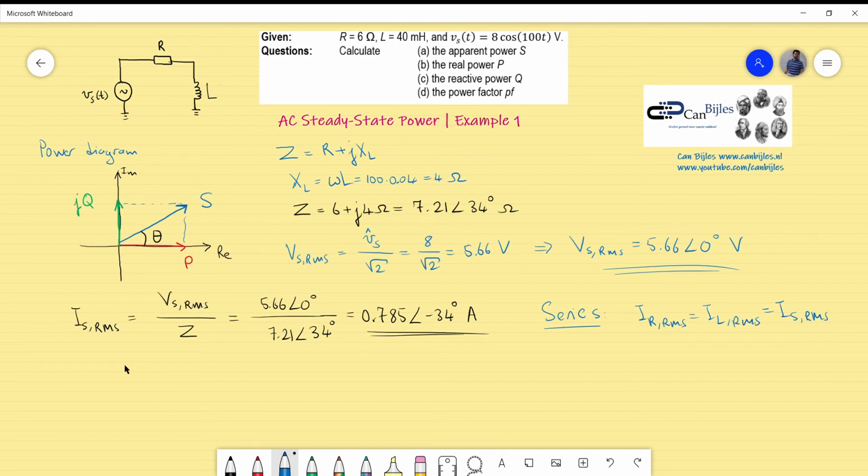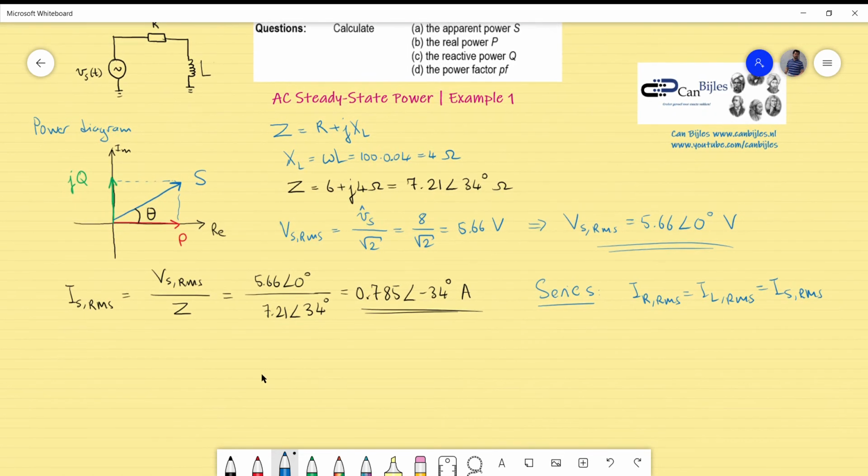Now if I calculate the voltage across this resistor and I use the current through that resistor, I can come up to the value of the P. And the same way I can use the current through the inductor and also the reactance of the inductor, and I can calculate the Q. And from that I can determine the S. So let's do that. There are also other ways, but I will follow the following form.